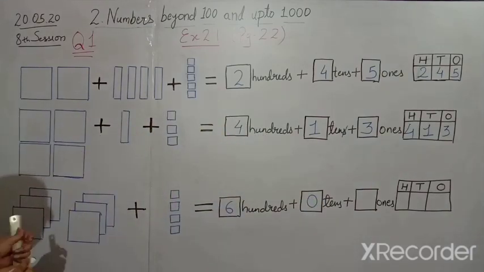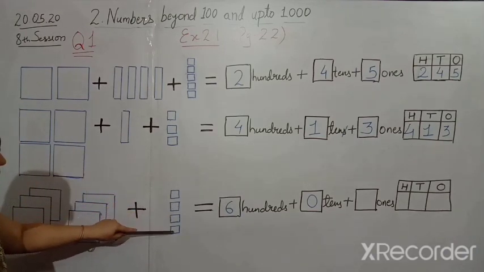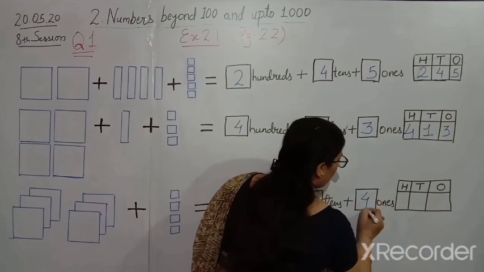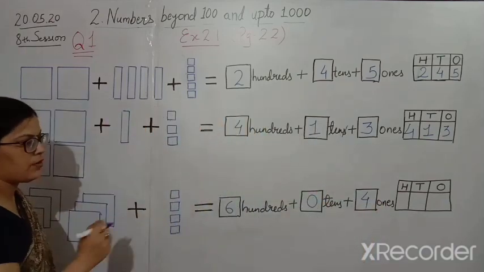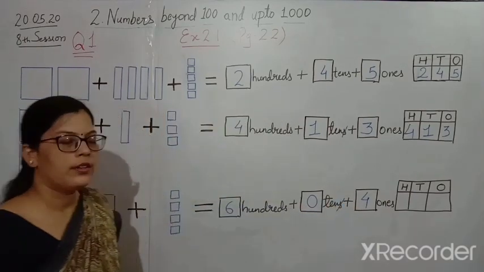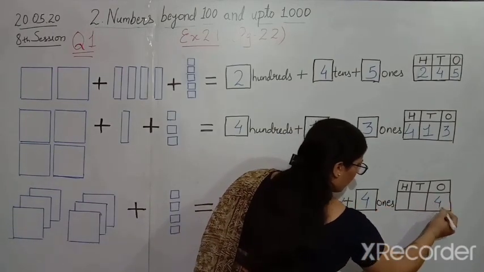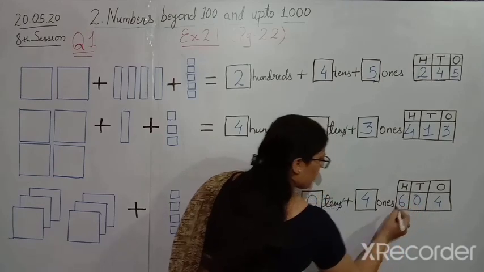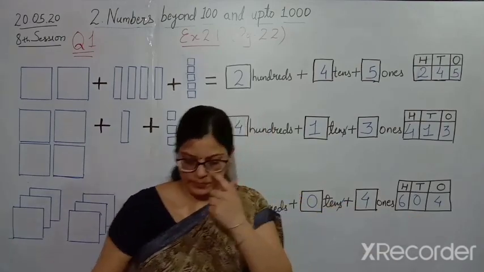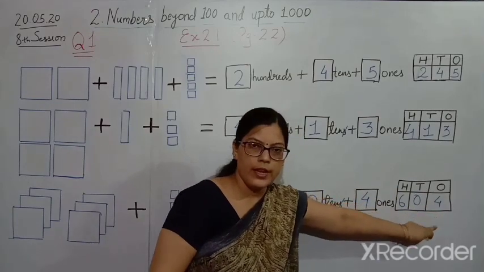Now how many blocks of ones are there? 1, 2, 3 and 4. 4 ones, so here we'll write 4. 6 hundreds, 0 tens, 4 ones. Now we'll arrange these numbers here, and the number formed is 604.